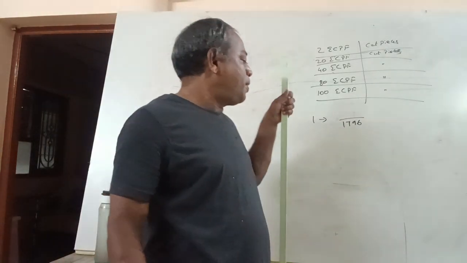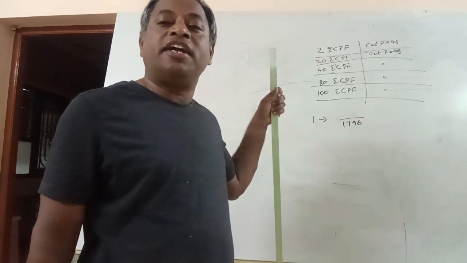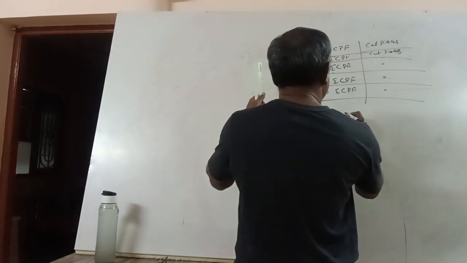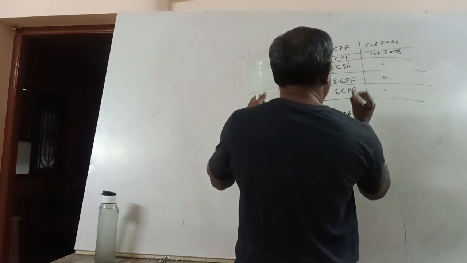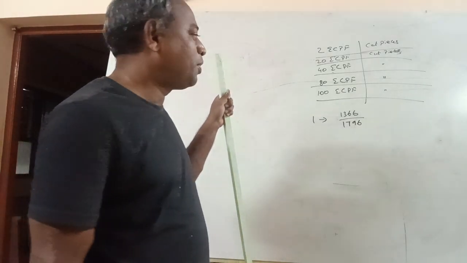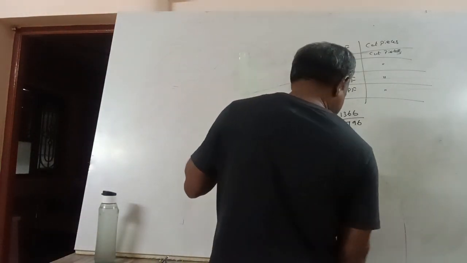Then you get 1366 as your share. Then how do you write it? It should be written like that. 1366 cut pieces are your share. Okay? Now, just change this.